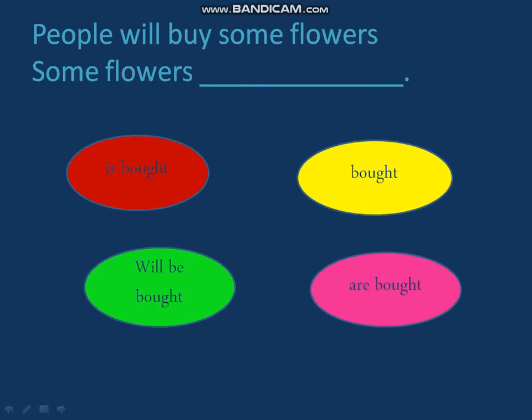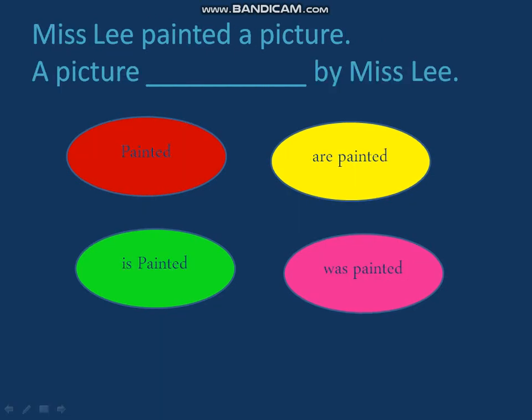People will buy sunflowers. Sunflowers will be bought. Excellent. Will buy is the future simple, so it will be in the passive form: will be bought. Miss Lee painted a picture. A picture was painted by Miss Lee. The picture was painted, because the tense is the past simple, and the past simple form in the passive voice is was or were plus past participle, so it will be was painted.